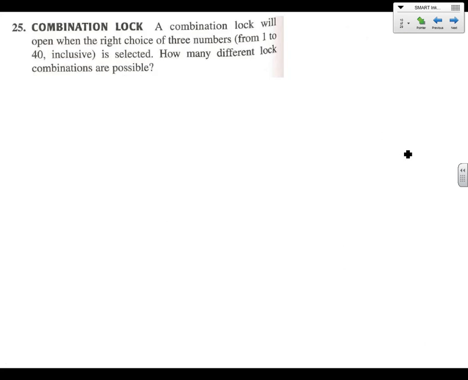All right. See if you can do this better than I did the last one. A combination lock will open when the right choice of 3 numbers from 1 to 40 is selected. Inclusive means you can repeat numbers. How many different combos are possible?